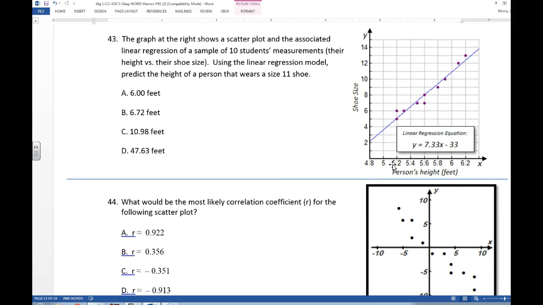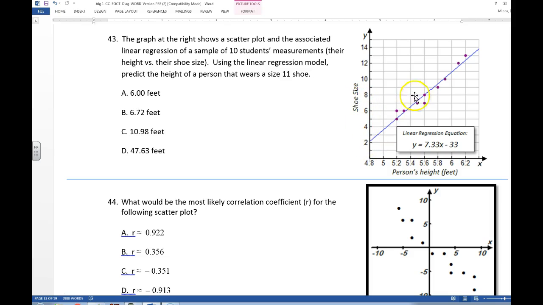The graph to the right shows a scatter plot and the associated linear regression. So there's a line of best fit on here. That line of best fit has this equation. Shows it right there. Associated with linear regression of a sample of 10 students' measurements. Their height versus their shoe size. So the height in feet is on the bottom here. The shoe size is on the side.